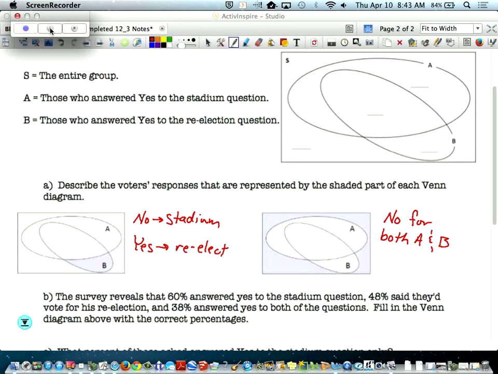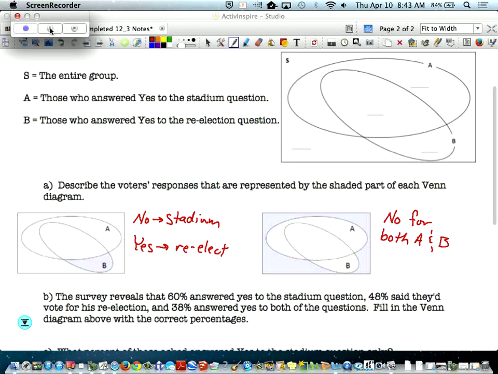So on this first question, it was outside of circle A, so they're saying no to the stadium, but they're still inside circle B, so they're saying yes to the re-elect. In the second graph, the Venn diagram, they're outside both of the circles, so they're saying no, we don't agree with the stadium vote, and no, I will not vote to elect the current candidate.